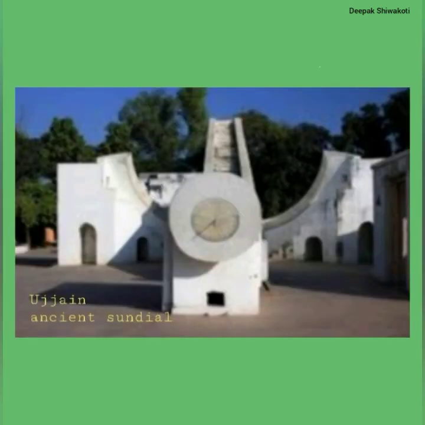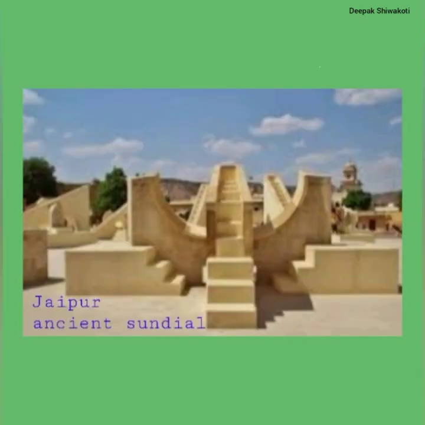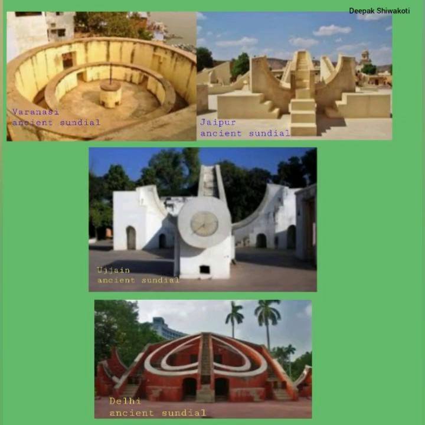Some historical sundials still exist in the world. In India, we see ancient sundials in Ujjain, Varanasi, Jaipur, and Delhi. The time information given by these instruments was fairly correct. These sundials do not work after sunset and on cloudy days.